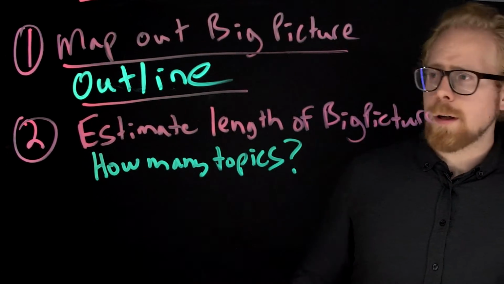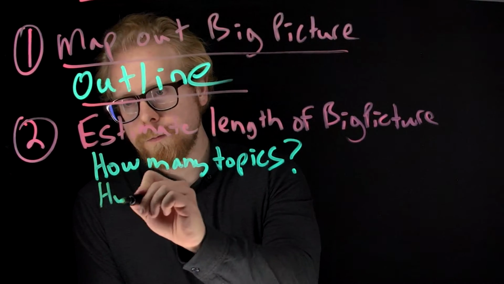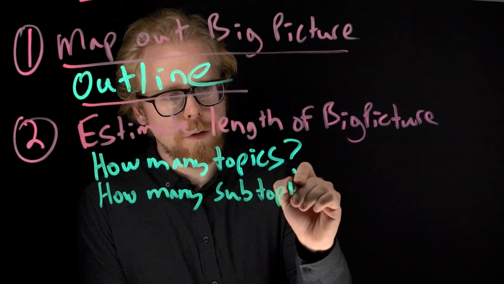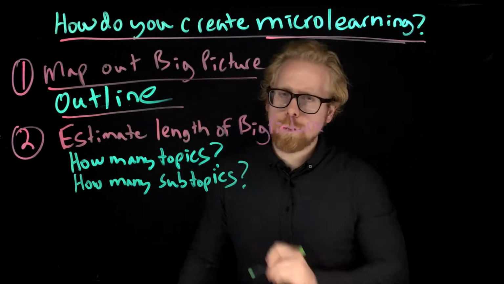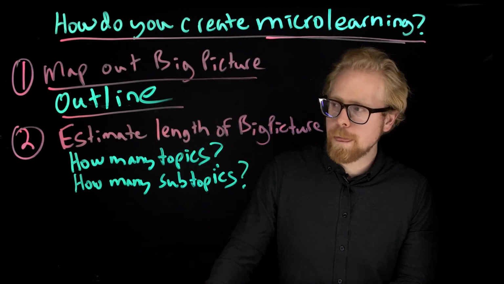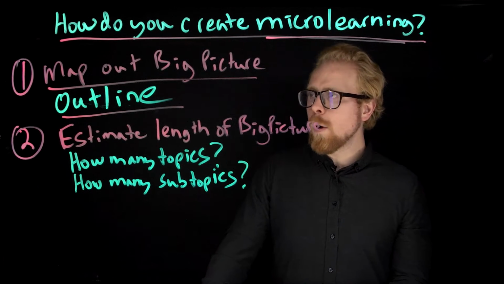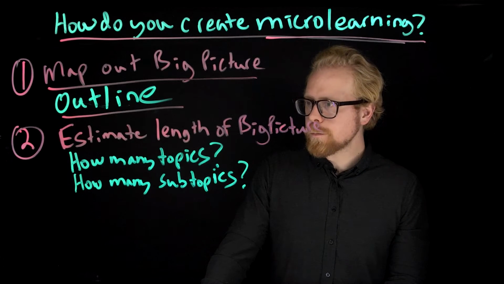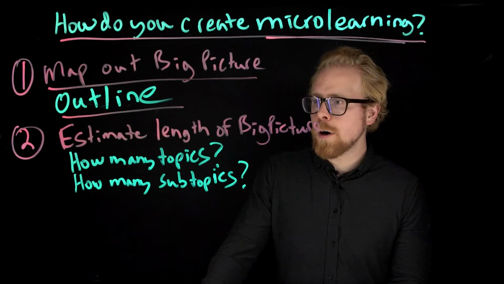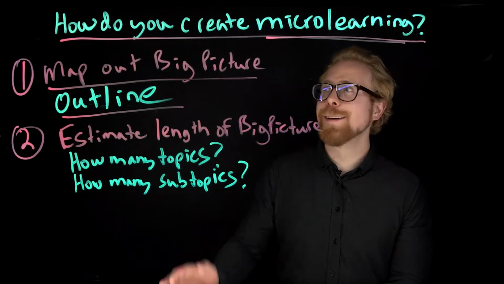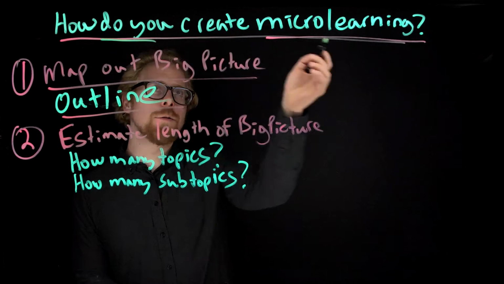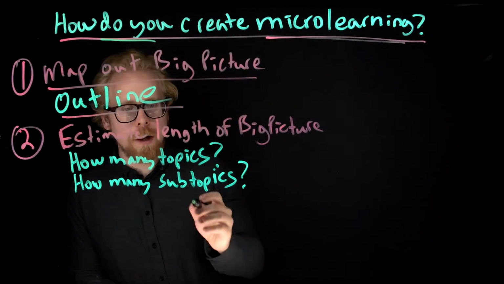And then ask yourself, how many subtopics do I have? And really, the subtopics is where we're really getting into the micro piece here. So what you want to do is look at, okay, I have 30 subtopics. Great. You are really close to figuring out how many micro learnings you're going to create. But really what you're going to focus on when figuring out how to create microlearning is these subtopics.